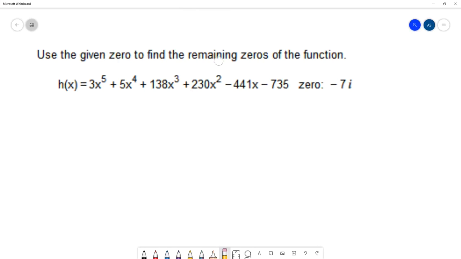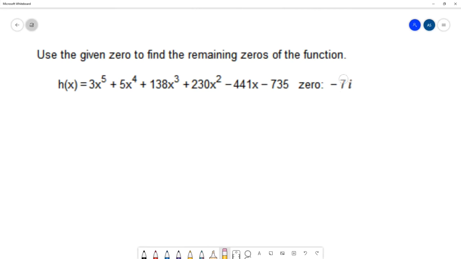Use the given 0 to find the remaining zeros of the function. Our function is h of x equals 3x to the 5th plus 5x to the 4th plus 138x cubed plus 230x squared minus 441x minus 735. And we're given that this polynomial has a 0 of negative 7i. So the first thing I notice is the degree of this polynomial is 5, so it should have 5 zeros. We are given one of those zeros to be this complex number, negative 7i.